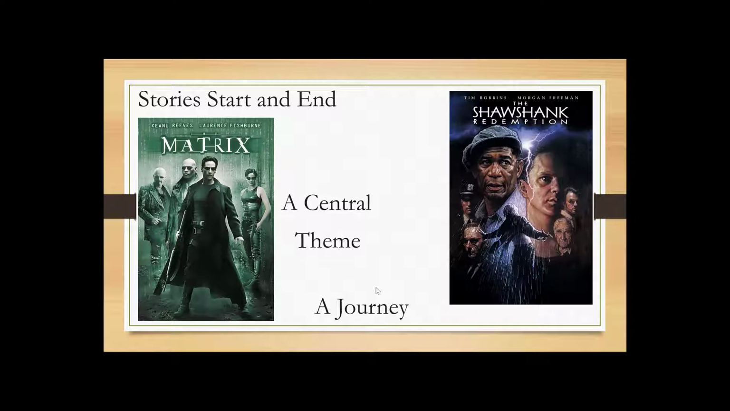Stories always have a start and an end. They have a central theme, so they allow us to get our heads around that central idea, usually a problem to be solved, but also there's a journey there. And so if we want to get the ideas of the journey across to the audience, then a story is the best place to start.